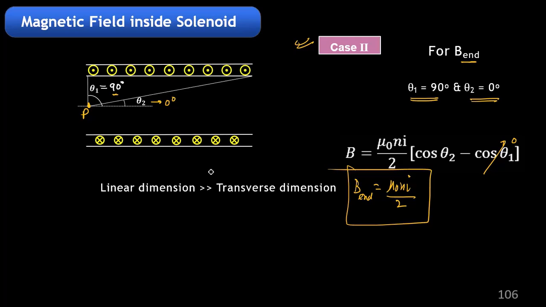So what we conclude finally is that if the point is just inside the solenoid, then at each and every point the magnetic field is constant. If the point is lying at the center or any other point, the magnetic field is always mu naught n i. But at the edge point, the magnetic field is mu naught n i by 2.